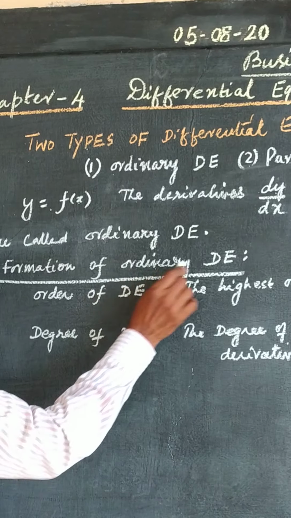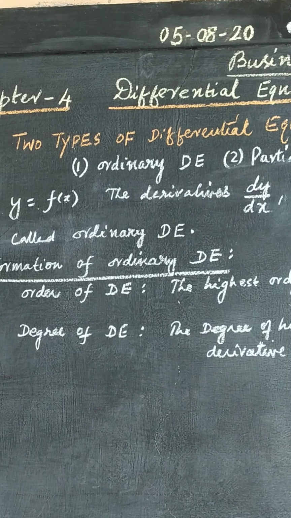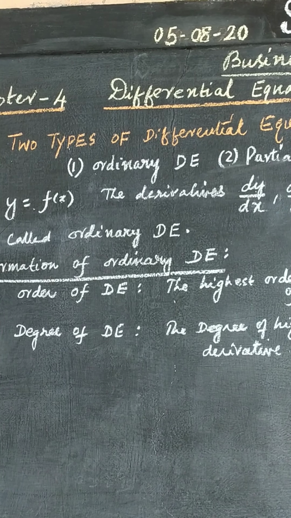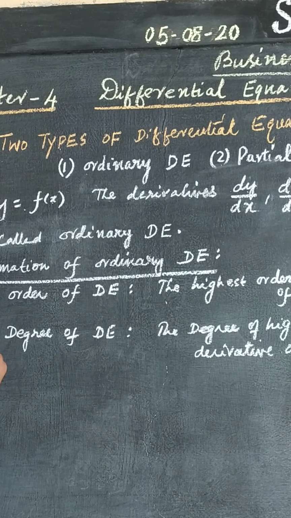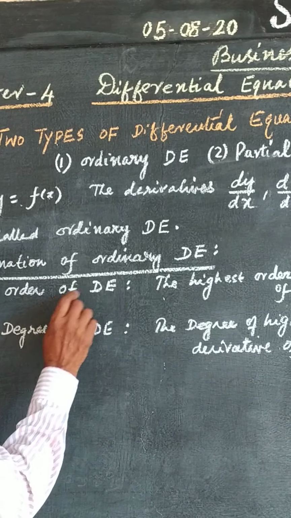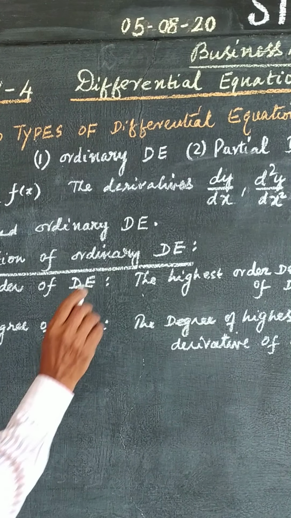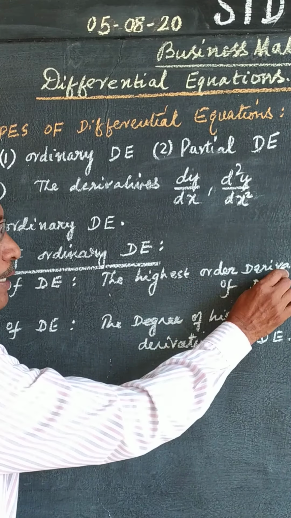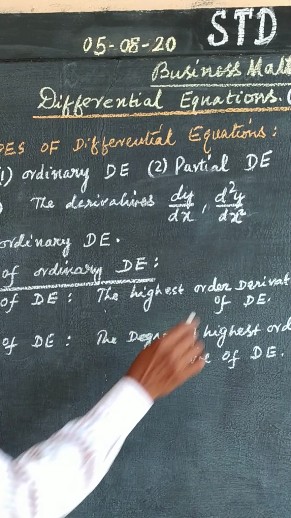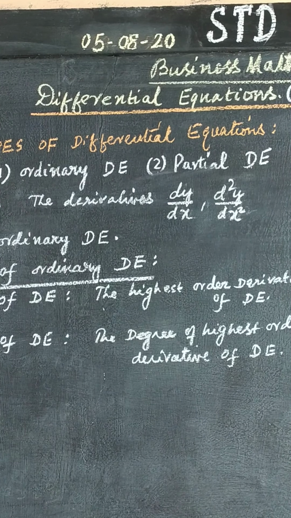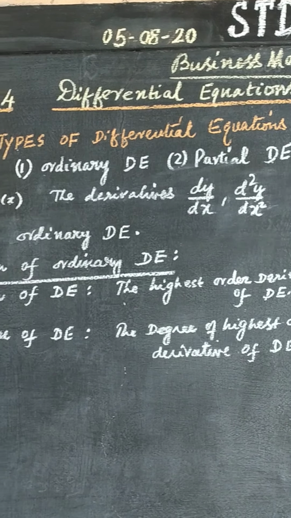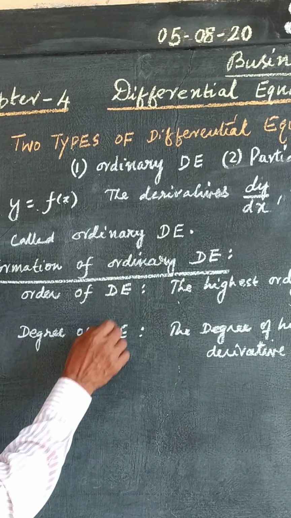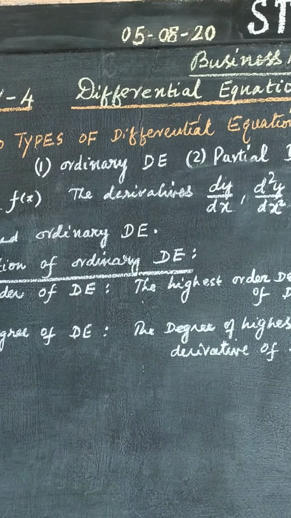Formation of ordinary differential equation. We have to form the differential equation. For formation of differential equation, we need some order and degree. What do you mean by order and degree of the differential equation? The order is the highest order derivative of the differential equation. It may be first order, second order, third order differential equation. Similarly, the degree of the differential equation is the degree of the highest order derivative.